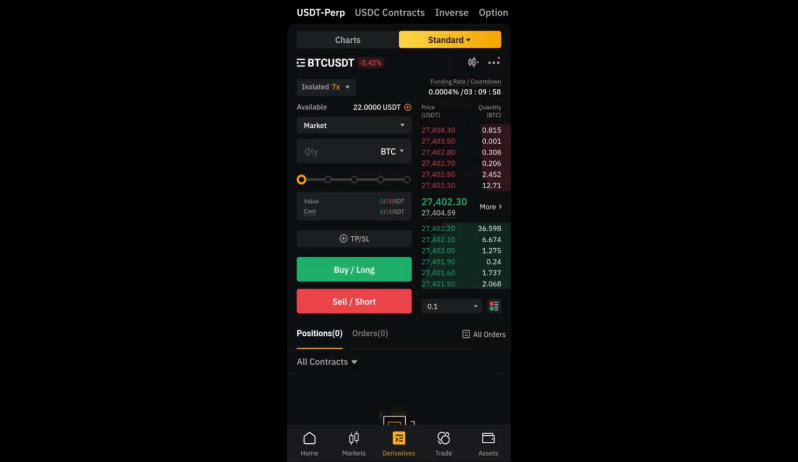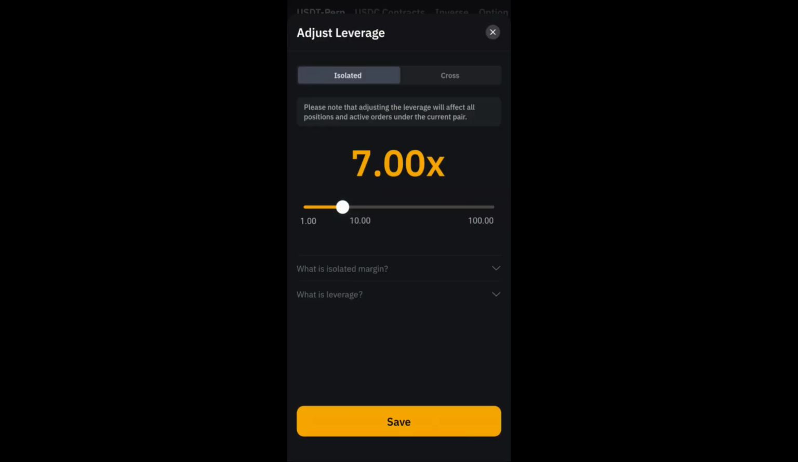Now here you'll find an option called isolated. So click on this. Again you'll have two options here, isolated mode and cross mode. Now what is this isolated mode? Assume that you have $100 in your derivatives account and you used 20 USDT on a BTC trade. In case this BTC trade gets liquidated, then you lose only this 20 USDT and the remaining 80 USDT in your futures wallet will not be affected.